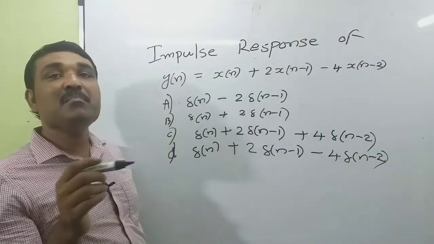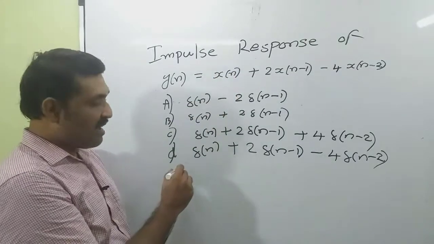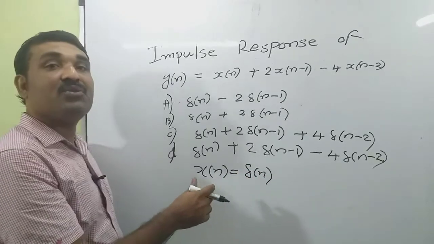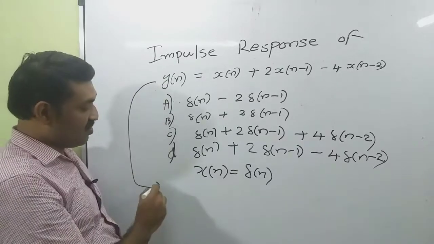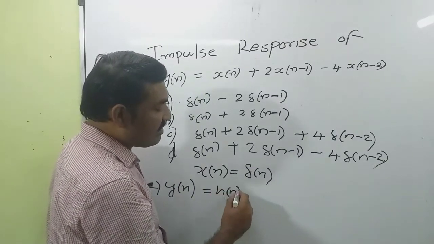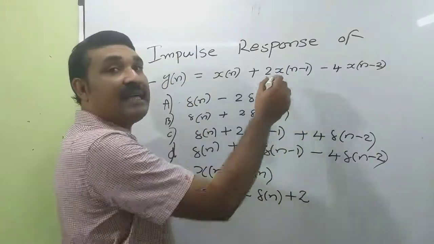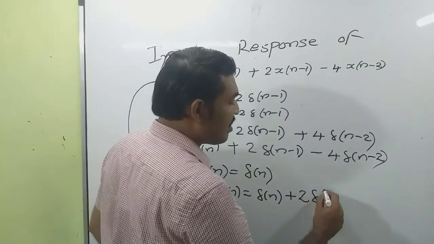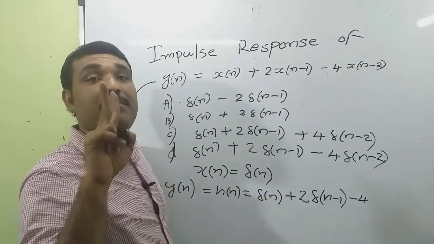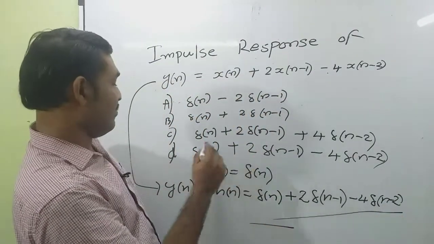Here, we want to find impulse response of the system and options are given. So, our input is an impulse input. So, we can represent x of n is equal to delta of n. Now, substitute for input in this difference equation. We get y of n, that is an impulse response that can be denoted by h of n, that is equal to x of n replaced by delta of n plus 2 times the input delayed by 1 sample. So, 2 times delta of n minus 1 minus 4. Here input is delayed by 2 samples. So, minus 4 delta of n minus 2. So, our answer is given in option D.